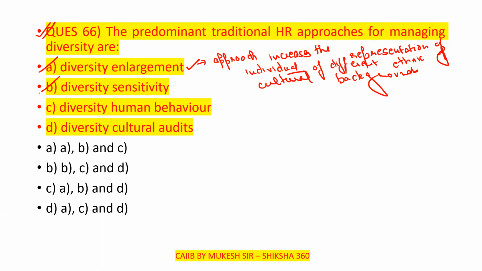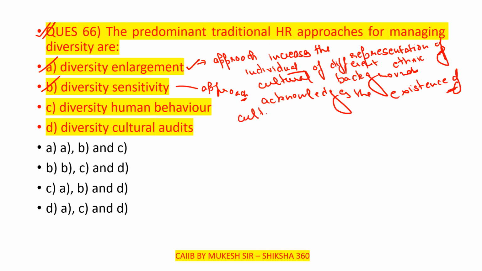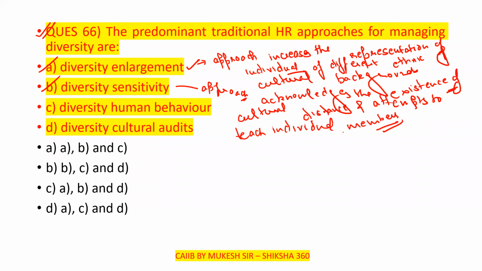The second one is diversity sensitivity. This one is also correct. It means an approach that acknowledges the existence of cultural distance and attempts to teach individual members about cultural differences among the different cultures. So this is diversity sensitivity. So A and B are correct.